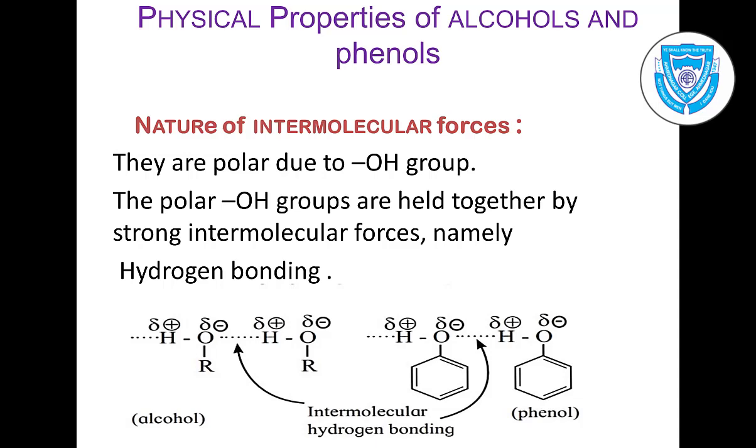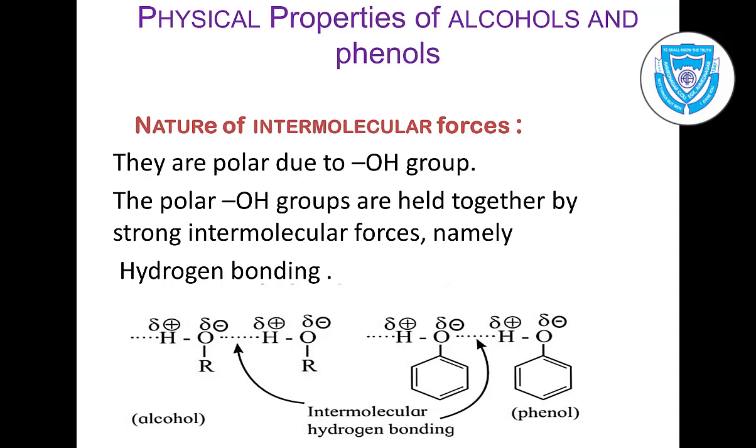We all know alcohol contains an OH group in it. OH is the hydroxyl group, right? So the polar OH groups are held together by intermolecular forces named hydrogen bonding. You can see in the structure, this is the structure of two alcohol molecules. You have a negatively charged oxygen and a positively charged hydrogen. There's a bond between these two molecules. These both are alcohol molecules and there's an intermolecular hydrogen bond present between these two.